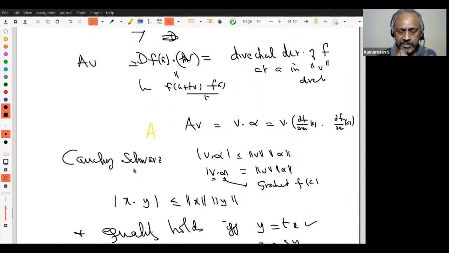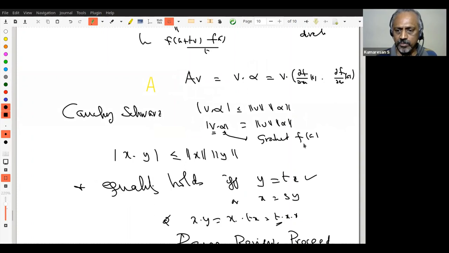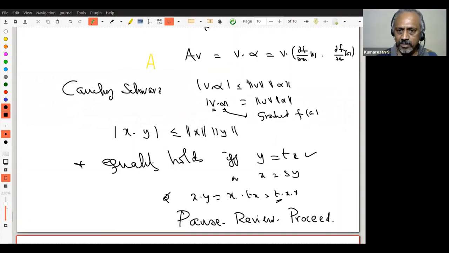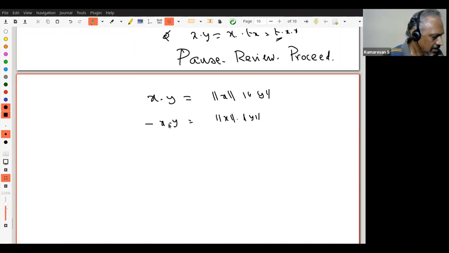But the Cauchy-Schwarz inequality tells me when the modulus of that attains a maximum. Modulus of v dot alpha is less than or equal to length of v into length of alpha, and equality holds if and only if one of them is a scalar multiple of the other. Now the modulus of v dot alpha could be either v dot alpha or minus v dot alpha. So accordingly, one of them must be a scalar multiple. So this t can be worked out, and therefore you know the answer. So that explains whatever I wanted to say.